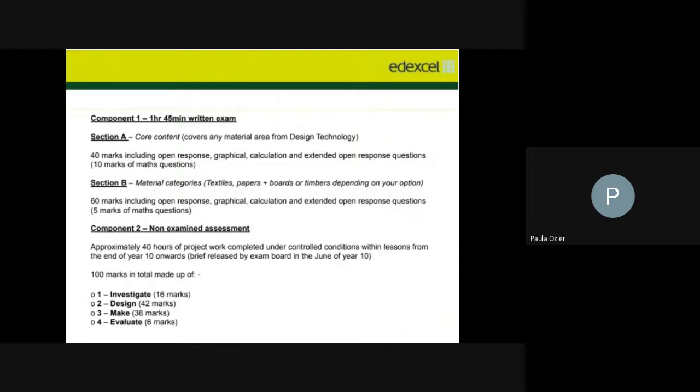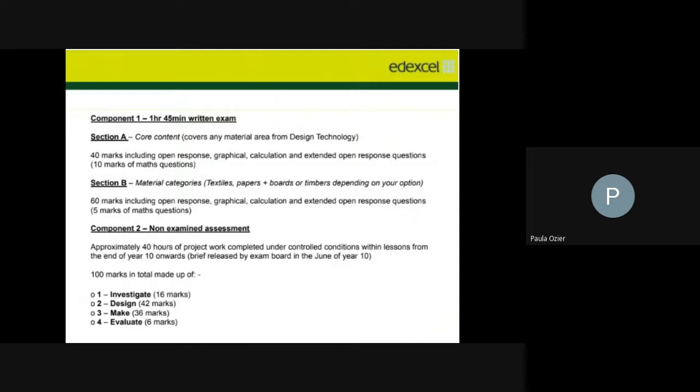The first section, so the core content, has 40 marks, and then 10 marks out of those 40 are maths questions. Now, the maths that is included in design technology GCSE is the equivalent to intermediate level GCSE maths. So you'll be using the maths that you're learning in your maths lessons, but you'll be applying it to design technology situations or contexts. So that's section A.